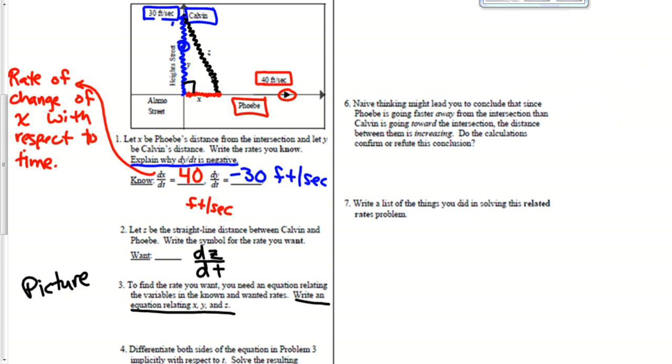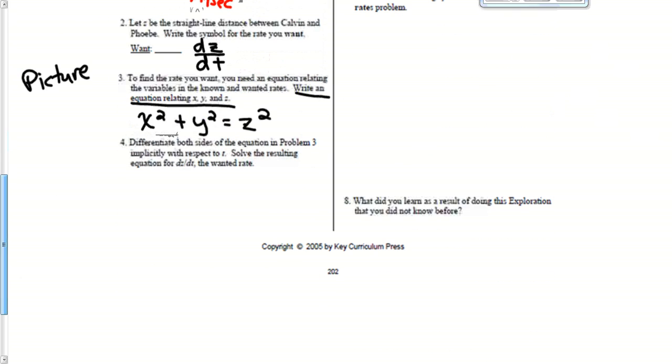Now I know I'm dealing with a right triangle, and in every single right triangle we can use the Pythagorean theorem, and I'm going to write that as the relationship between x, y, and z. So I'm going to have x squared plus y squared equals z squared, and again I'm just using the Pythagorean theorem based on the picture. I'm in a right triangle. Step 4, I want to differentiate both sides of the equation in problem 3 implicitly with respect to t.